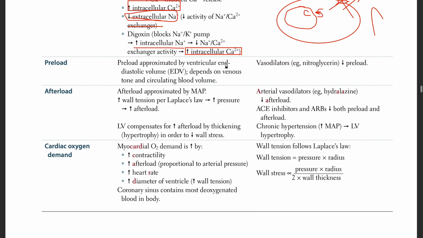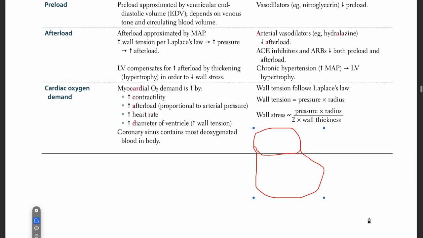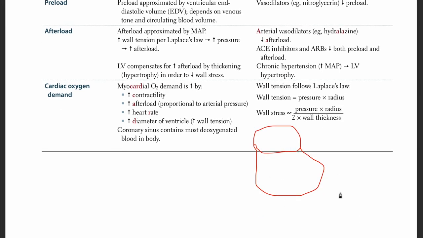Preload is approximated by ventricular end diastolic volume. It depends on venous tone and circulating blood. So, end of diastole, right? What is diastole? This is your left atrium, this is your left ventricle. It's the amount of blood when this relaxes. When this relaxes, the aortic valve closes and the mitral valve right here will open, and the blood from left atrium will go into left ventricle, and this process is known as diastole. So the amount of blood that comes in here is known as preload.